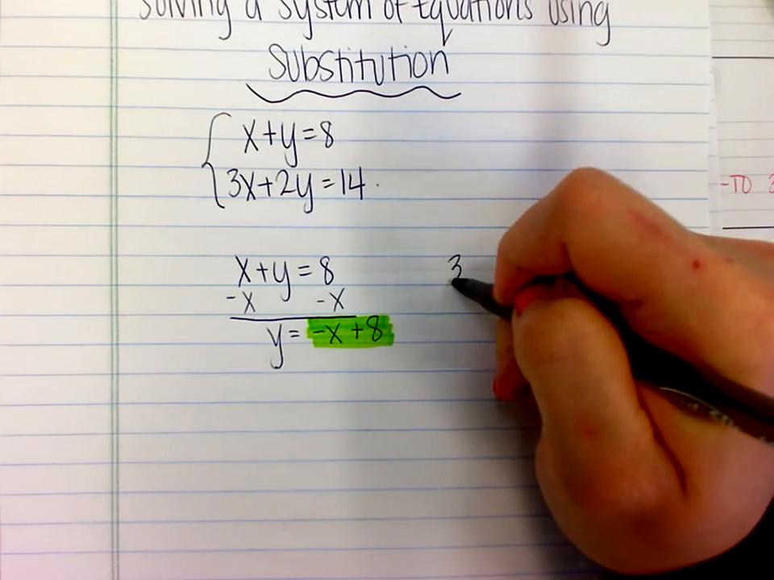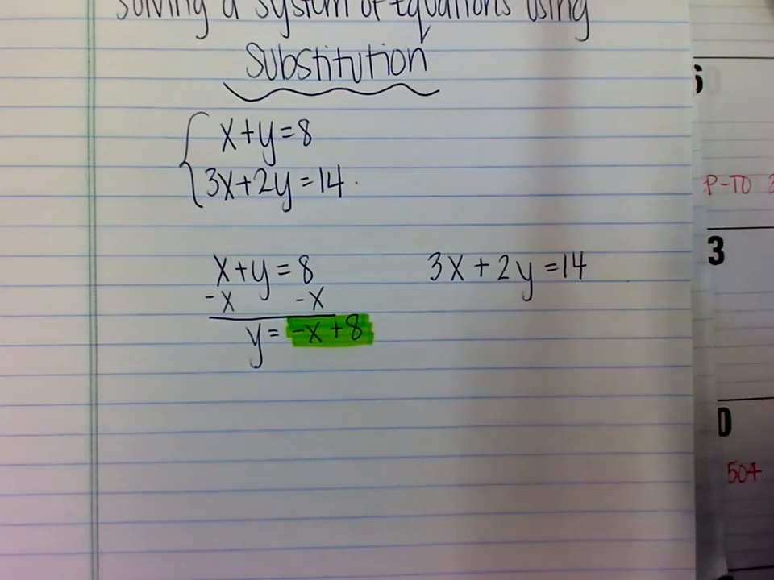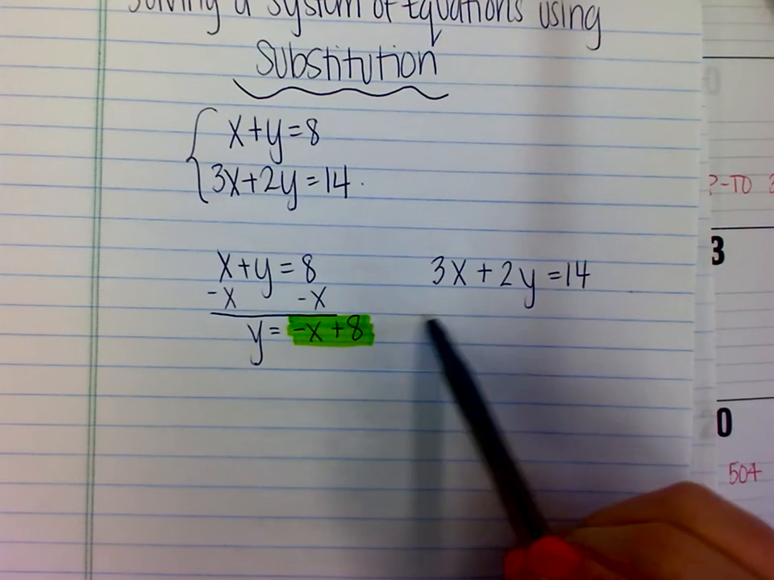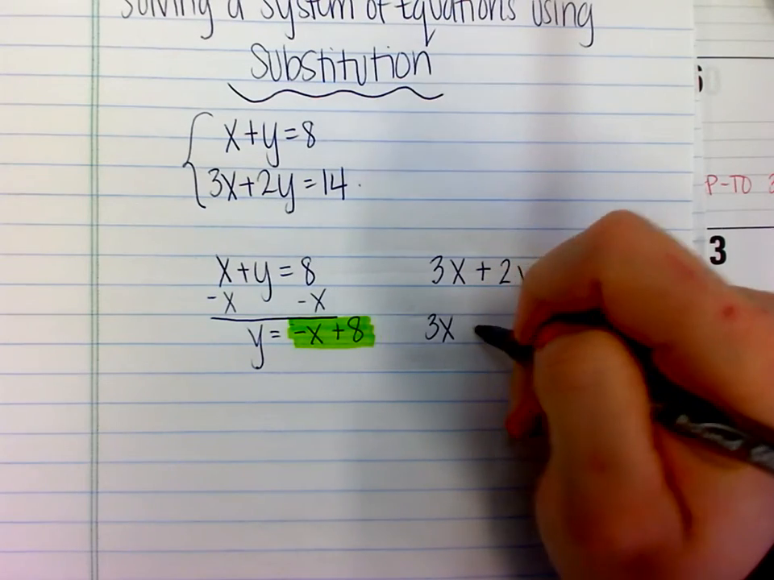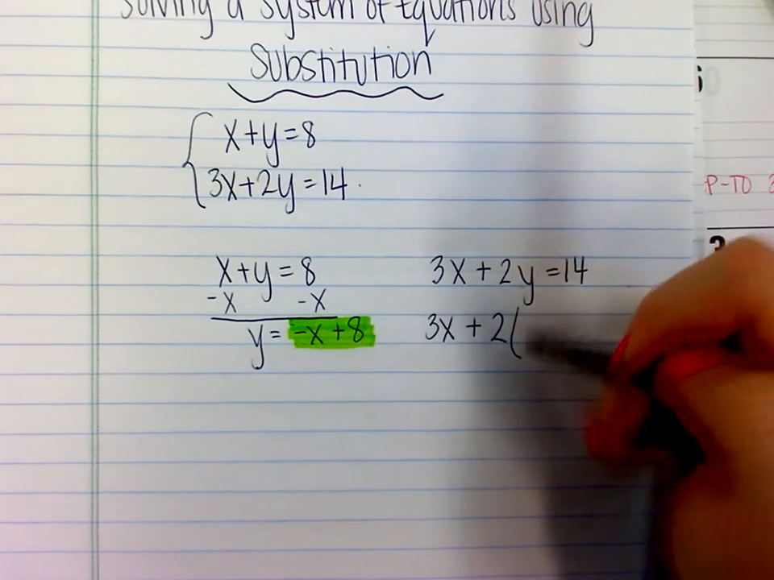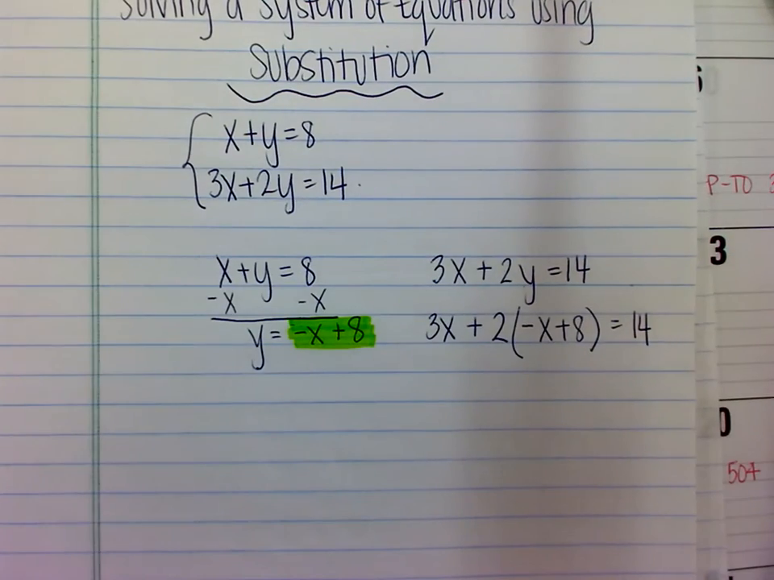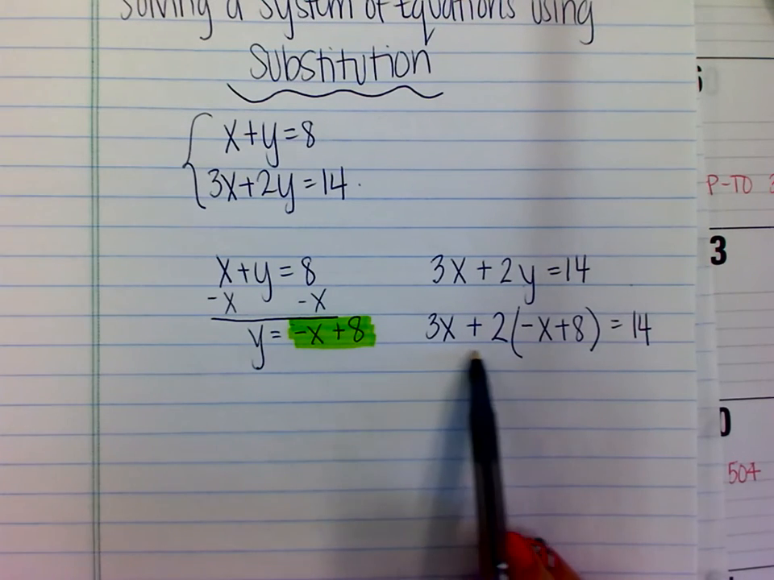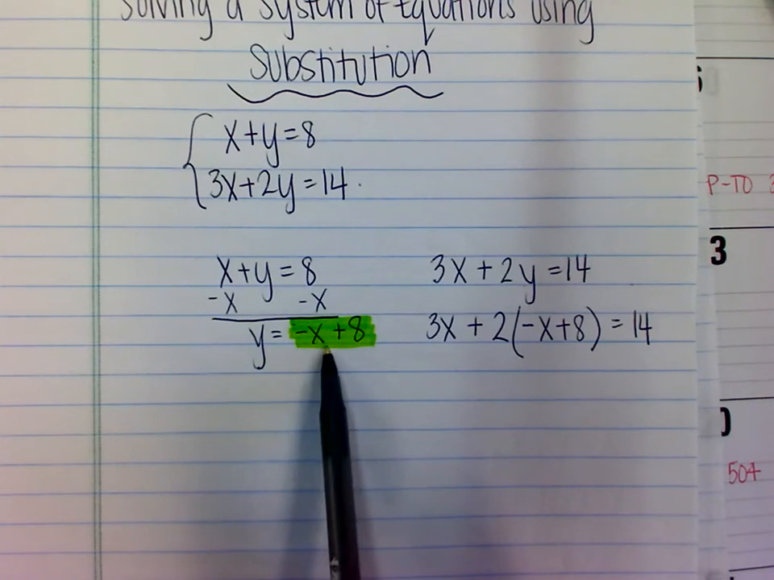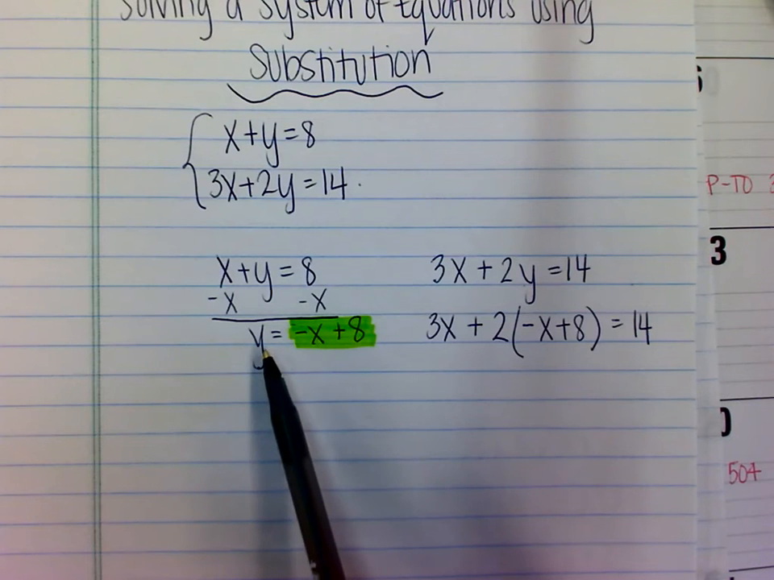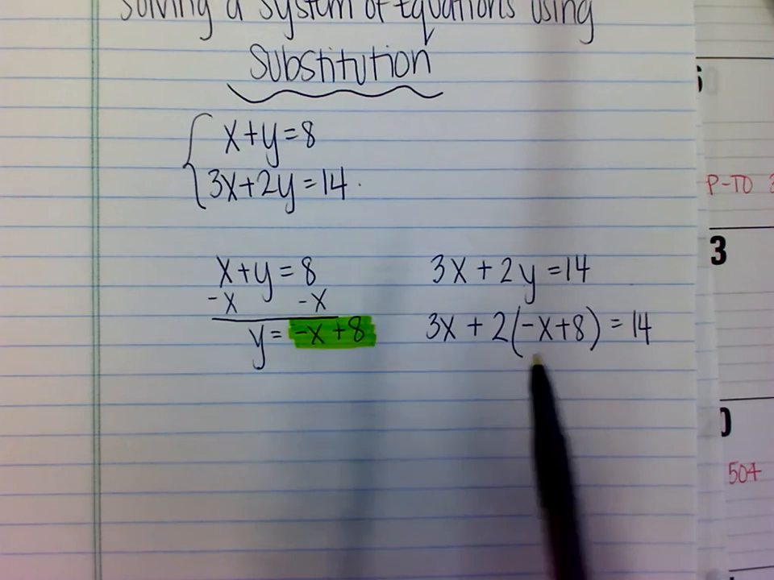So I'm going to write the second equation to start. Organization, right? And then I'm going to take this equation, and wherever I see y, I'm going to plug in this. So 3x stays. Now I have 2 times the negative x plus 8, and that equals 14. You'll notice now y no longer exists in this equation because we substituted this green chunk in for y. It equaled y, we took y out, and we put negative x plus 8 in.